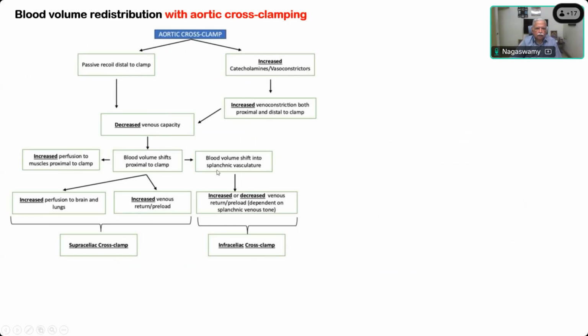Blood volume shift into the splanchnic vasculature also can happen. All these things will lead to increased perfusion of the brain and lungs because of more blood flow, increased venous return and preload. Increase or decrease in venous return and preload to the splanchnic area, and supraceliac and infraceliac cross-clamping, these are all the results that can occur.